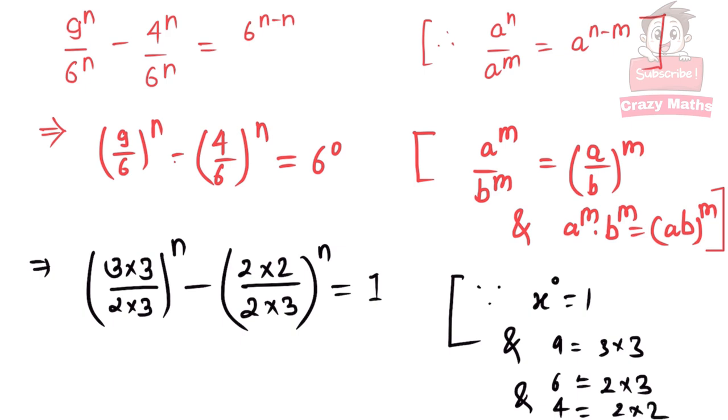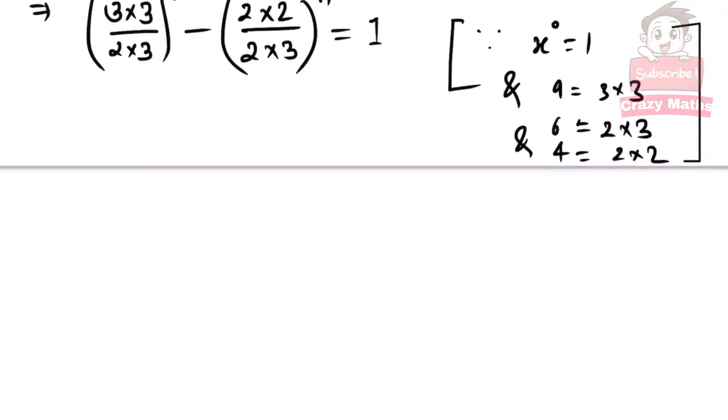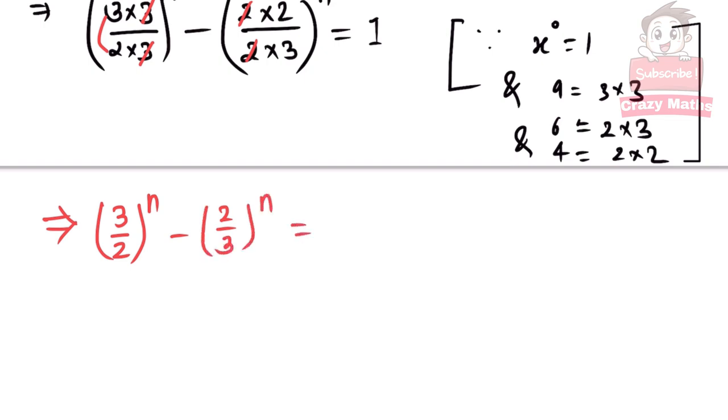Next, 3 cancel out. In first term, 3 cancel out, minus second term 2 cancel out. Now it will be 3 upon 2 whole power n minus 2 upon 3 whole power n equal to 1.